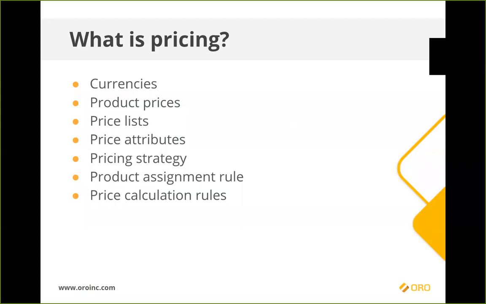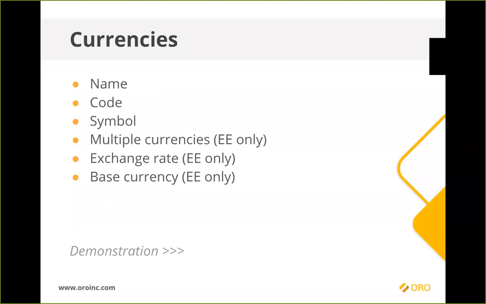These are currencies, product prices, price lists, price attributes, pricing strategies, product assignment rules, and price calculation rules. We're going to check this topic one by one. And let us start from the first one, which is currencies.